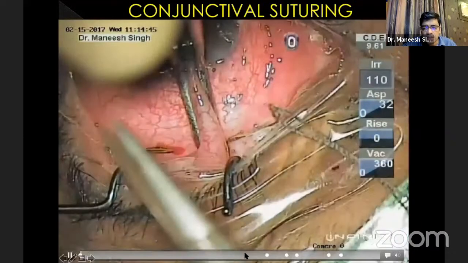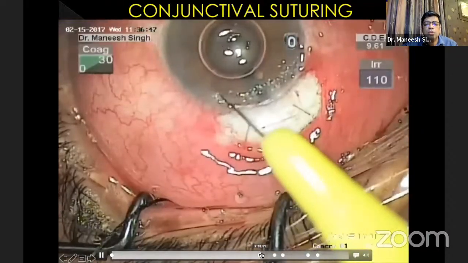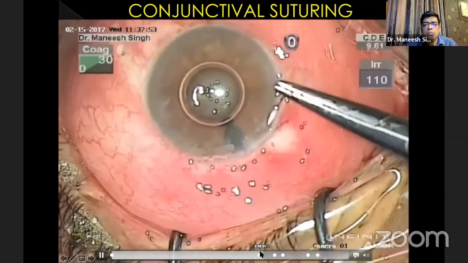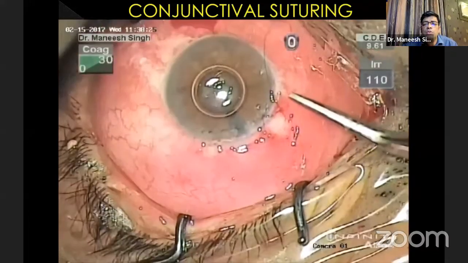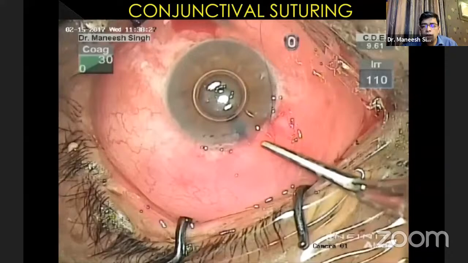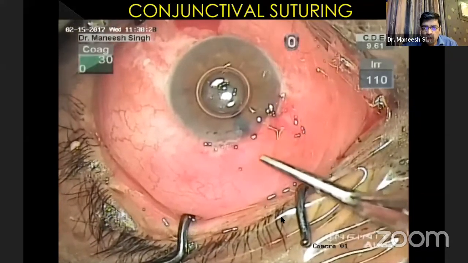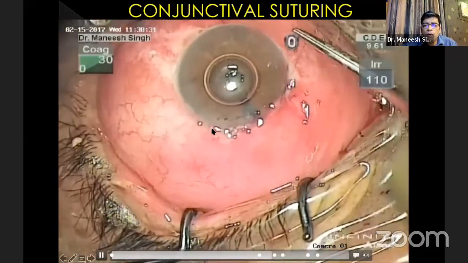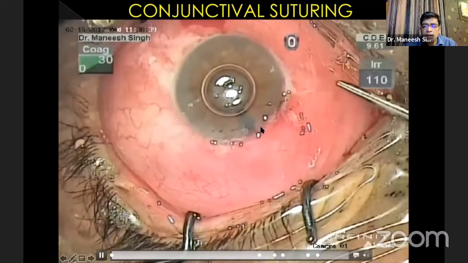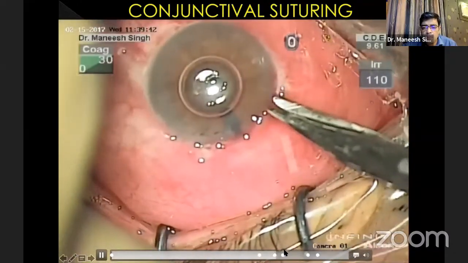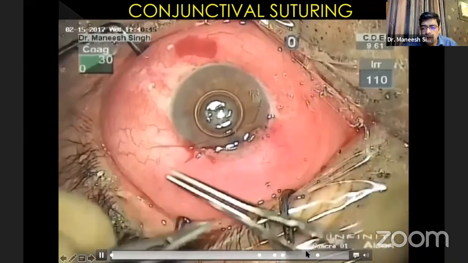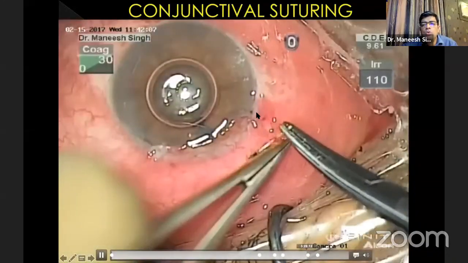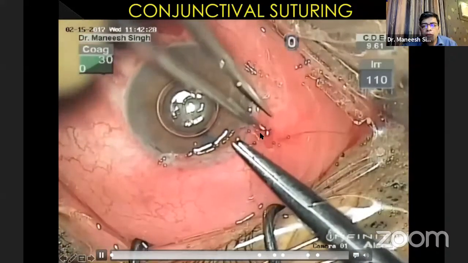In suturing, I'll just highlight one point. Since we're using a fornix based flap, suturing is extremely crucial because you need to have a watertight closure to reduce your chances of limbal leakage. So currently, I'm using 2 wing sutures on 2 sides using a 10-0 nylon suture, and you can see the 2 wing sutures on 2 sides, and then a box suture to close the remaining area of conjunctiva.